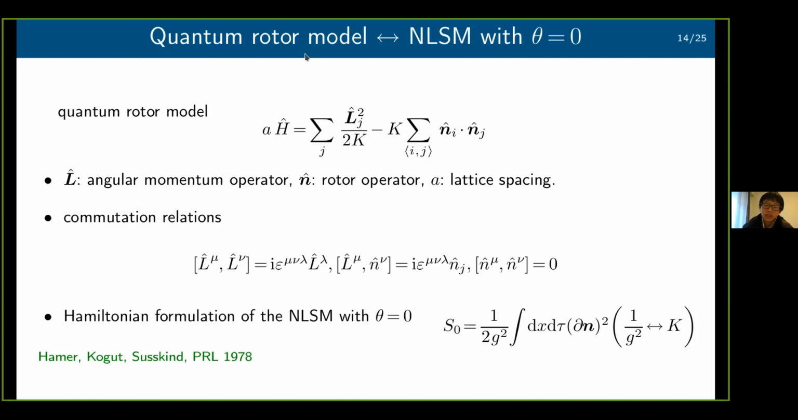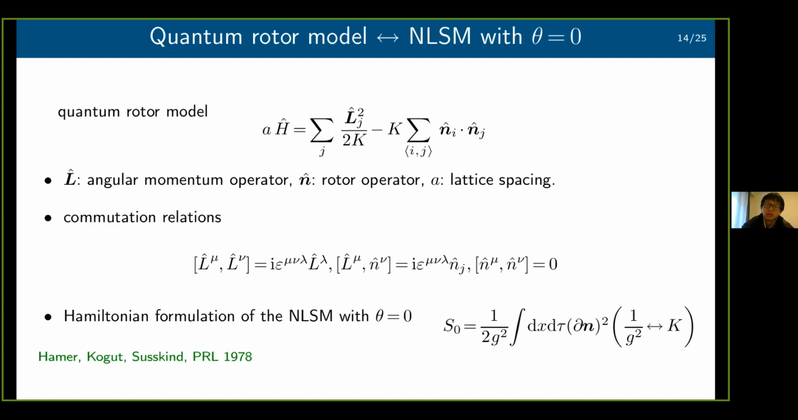The quantum rotor model describes a system consisting of different quantum rotors. The first term describes the rotation of these rotors, and the second term represents the coupling between nearest neighboring rotors. There is a standard commutation relation between the angular momentum operator and the rotor operators. And it is well known that this model is the Hamiltonian formulation of the nonlinear sigma model with no theta term.